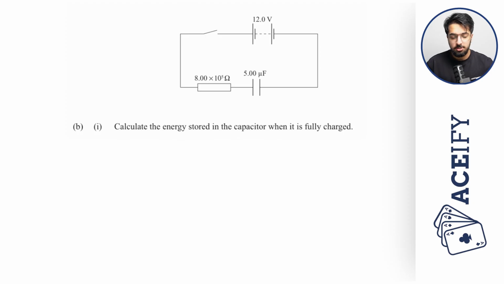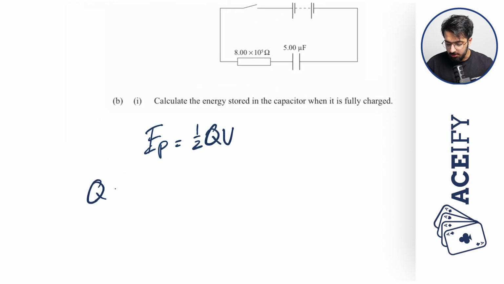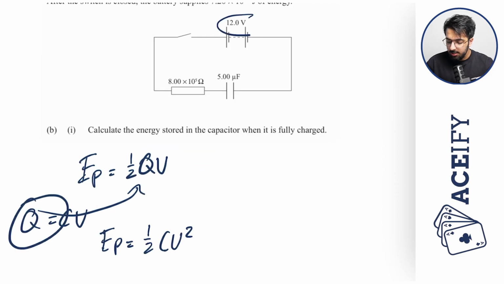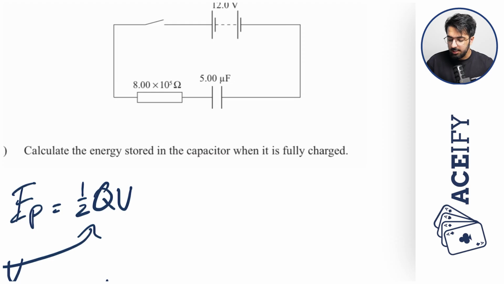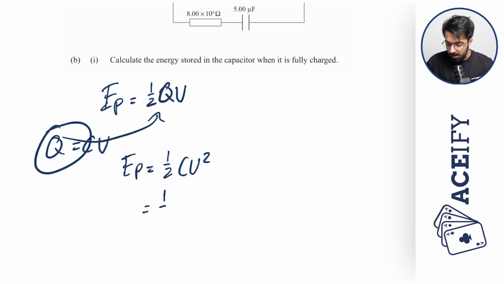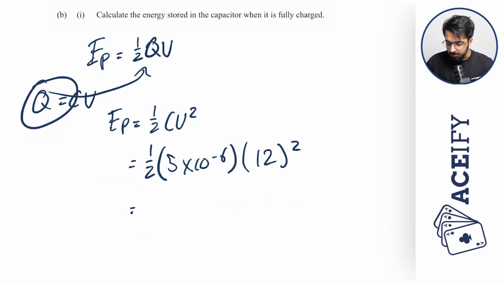Alright, so there are two methods you can use to solve this problem. The first one we can do is by using EP is equal to half QV, okay? And we also know that Q is equal to CV, and so if we plug this into here, we get EP is equal to half CV squared. We're given the voltage of the power supply, and as we know, when the capacitor is fully charged, the voltage across the capacitor is going to be equal to the voltage across the power supply. And so therefore our EP is going to be half times our capacitance value, which is 5 times 10 to the negative 6, multiplied by 12 squared, and this equals 3.6 times 10 to the negative 4 joules.